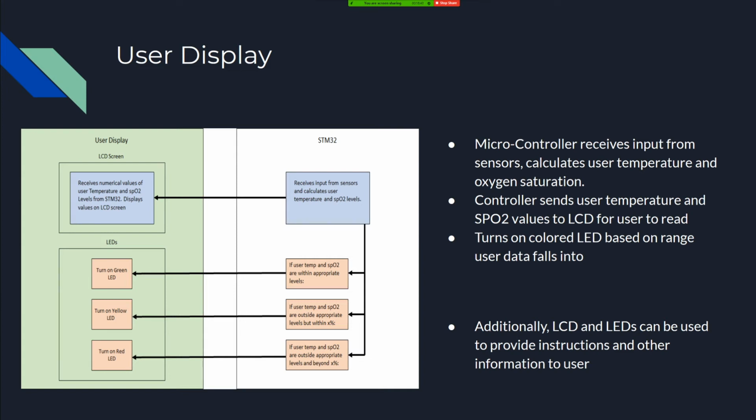For example, if the user has a good temperature and a good oxygen saturation level, it would turn on the green LED. This allows the user to know that they are good to go without having to actually read the values if they are not interested in that. Additionally, the LCD and LEDs can be used to provide further instruction and other information to the user.